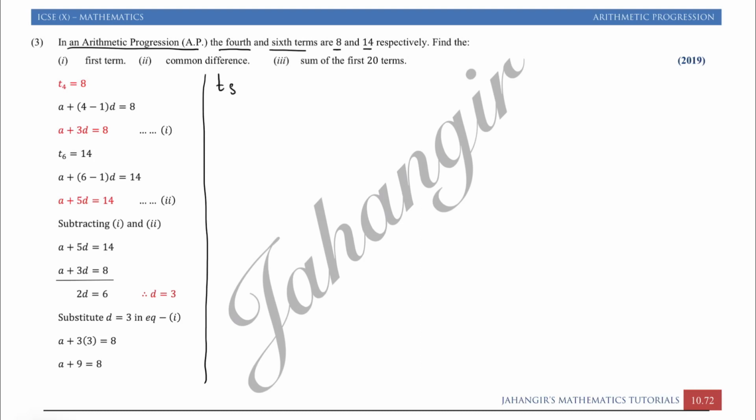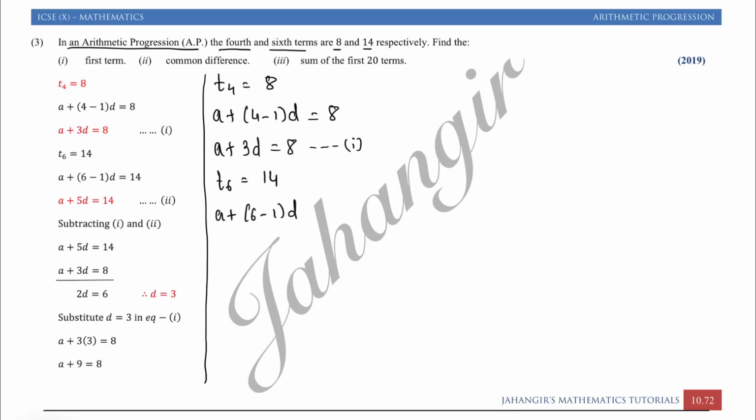So we will say T4 is given as 8. The T4 formula is a plus n, that is 4 minus 1 into d, that is equal to 8. A plus 3d is equal to 8. This is my first equation. Now T6 is equal to 14 here. So it's given. So a plus 6 minus 1 into d, that is equal to 14. So a plus 5d is equal to 14. This is my second equation.